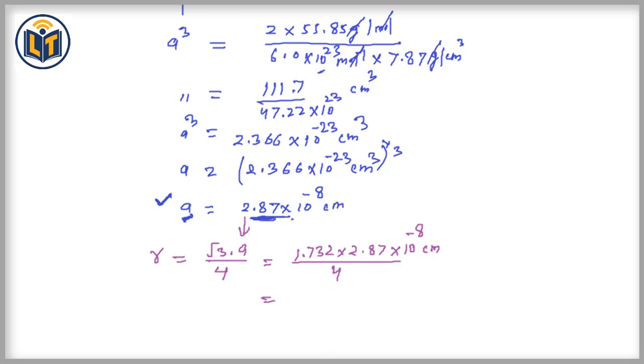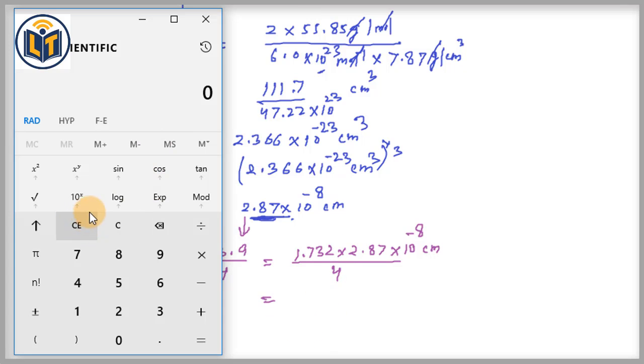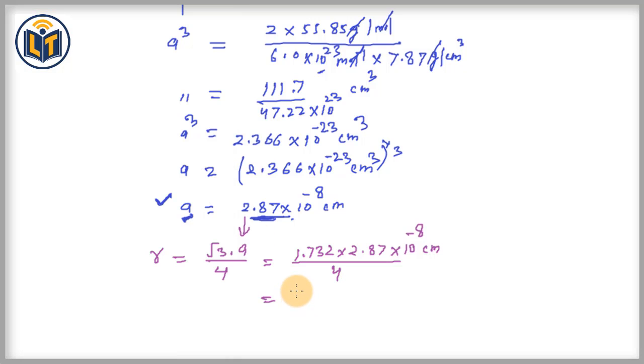Now we can do the calculation, multiplying the top numbers and dividing by the bottom one. 1.732 multiplied by 2.87 gives 4.97084. At the bottom we have 4, so we divide this value by 4, and the value we get is 1.24. So we have 1.24 with the exponent 10 to the power minus 8, in centimeters. This is the radius of the iron atom.